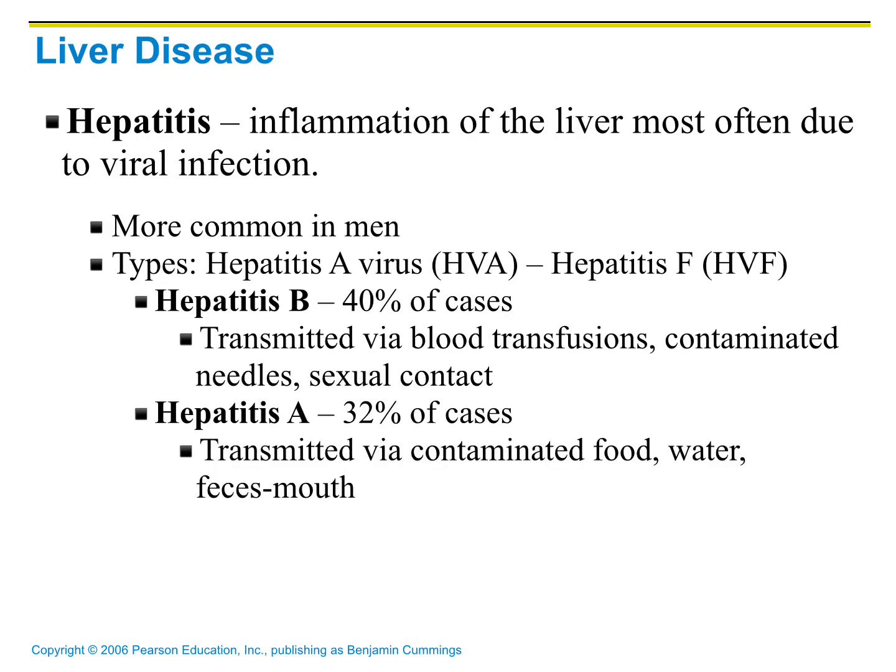Hepatitis is inflammation of the liver. We know whenever there's an itis, it's an inflammation, and hepato is liver. So hepatitis is inflammation of the liver. It's usually due to a viral infection. The most common types are hepatitis B, A, and C, B being the most common. This is transmitted through transfusions, contaminated needles, or sexual contact. You also have hepatitis A, which is transmitted through contaminated food, water, or feces to mouth. And hepatitis is more common in men.